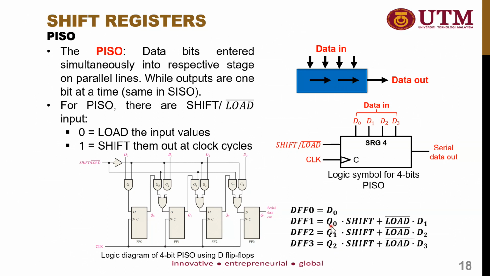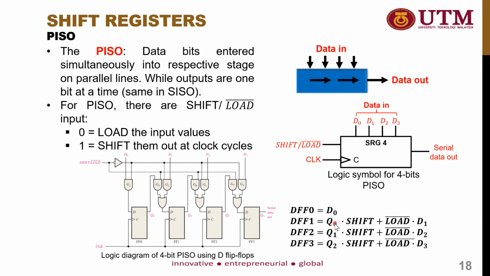This is the equation for the input of each flip-flop inside the PISO shift register. The first equation given is for flip-flop 0. The input of flip-flop 0 only allows the input to be loaded, so the equation is just equal to D0, because it only allows D0 to be loaded if the shift or load bar input is equal to 0. Next is the equation for the D flip-flop 1 input. It is equal to Q0 multiplied by shift plus load bar multiplied by D1.